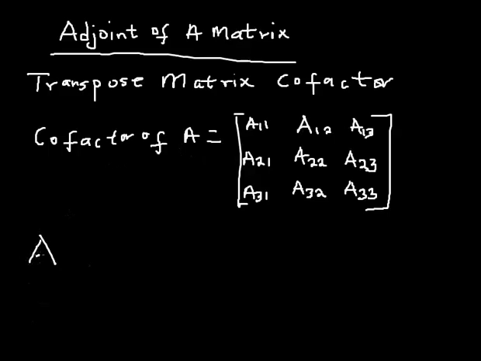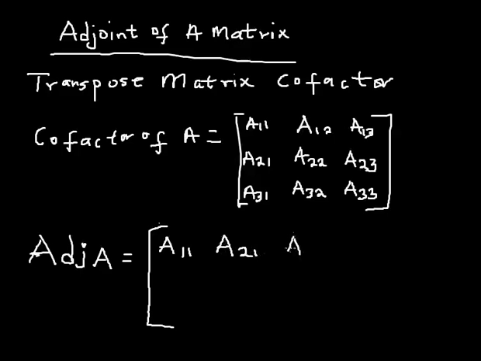Which simply means that before you can find the adjoint of a matrix, you must first of all evaluate its cofactor. So the adjoint of matrix A is going to be the transpose of this cofactor. And of course, you know how we transpose a matrix. By transposing a matrix, we exchange the rows to columns. So the first column now becomes the first row. So what I'm going to have is A11, A21, then A31.